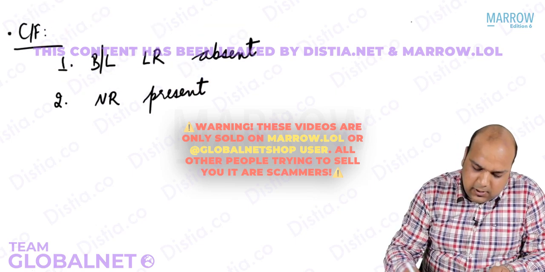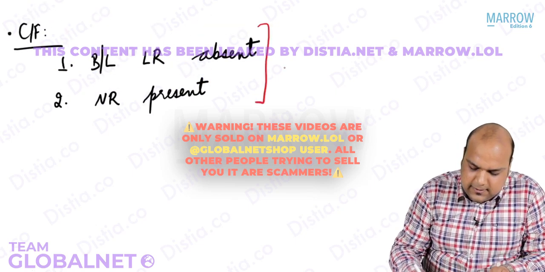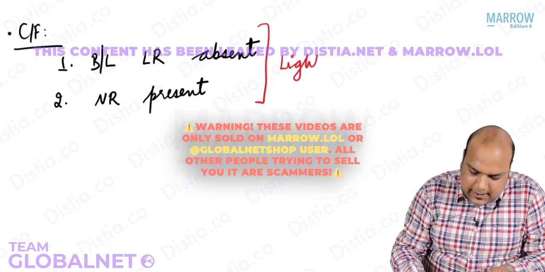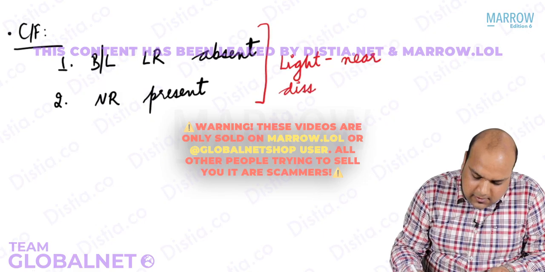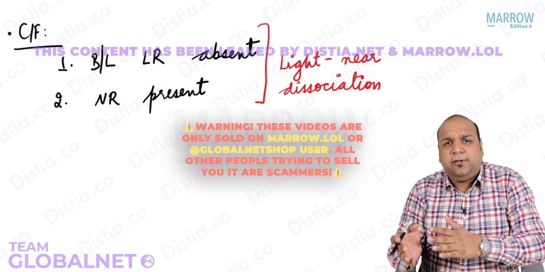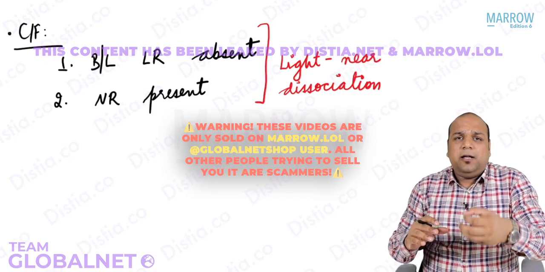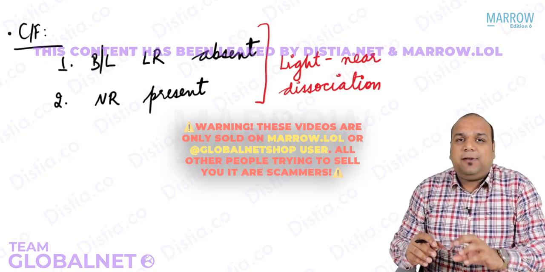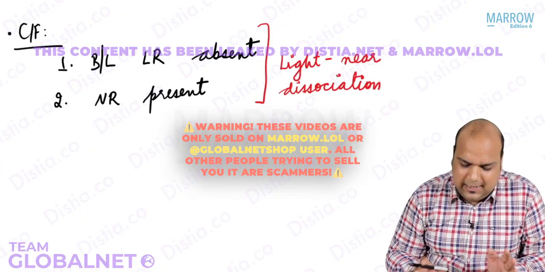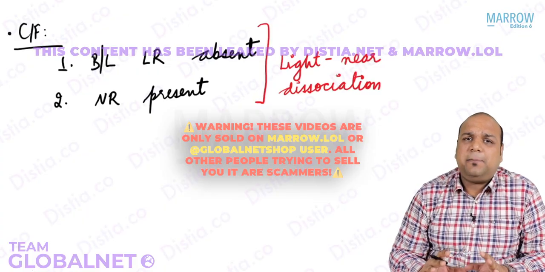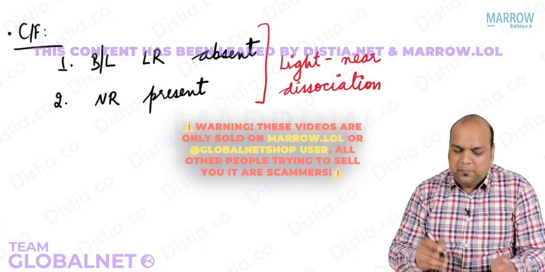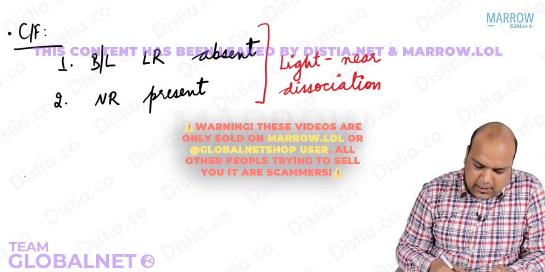Wherever such a scenario occurs, we call it light near dissociation. Light near dissociation, normally both these reflexes should either be present or both reflexes should either be absent. In this case, light reflex is absolutely absent and near reflex is present, which is usually learned through a mnemonic.